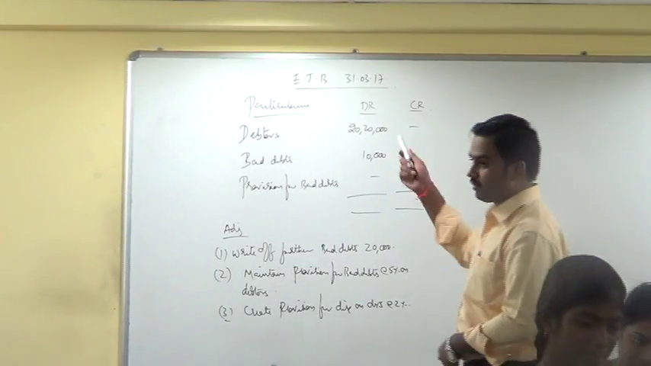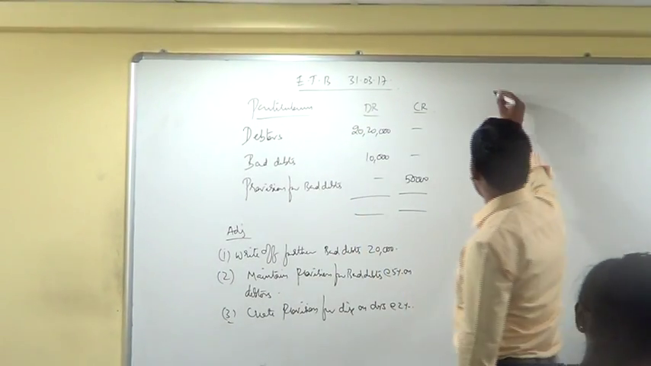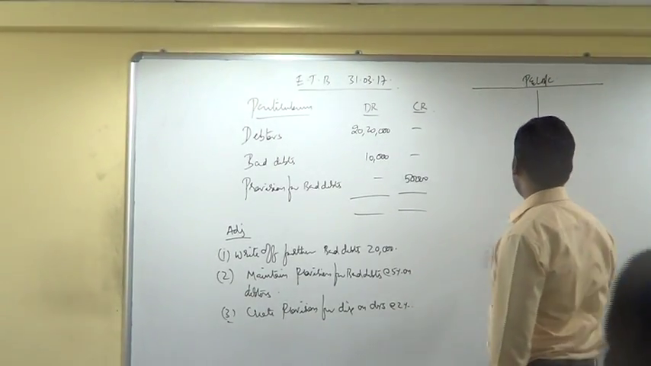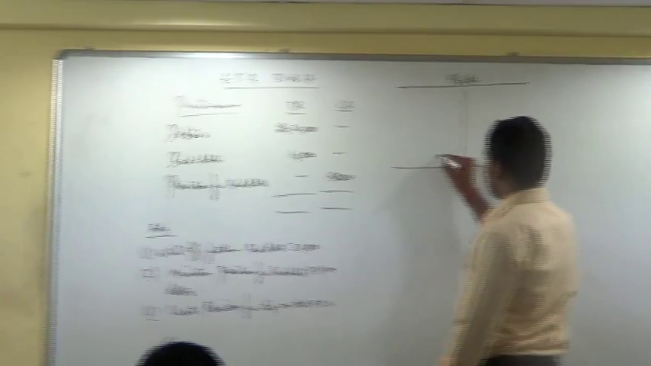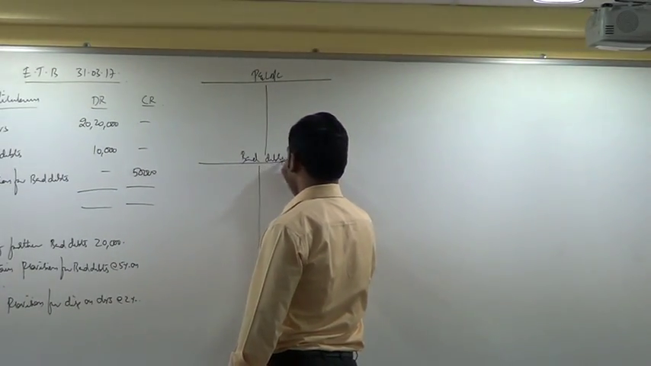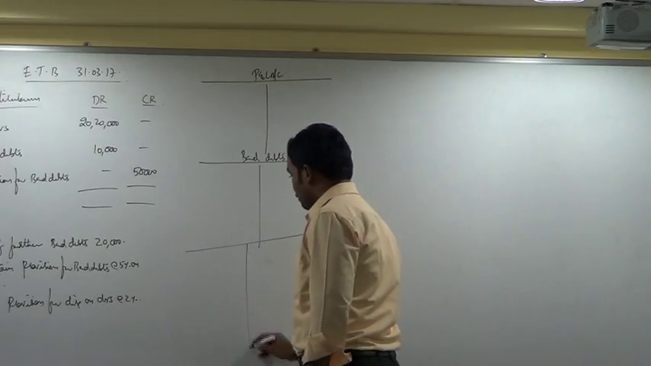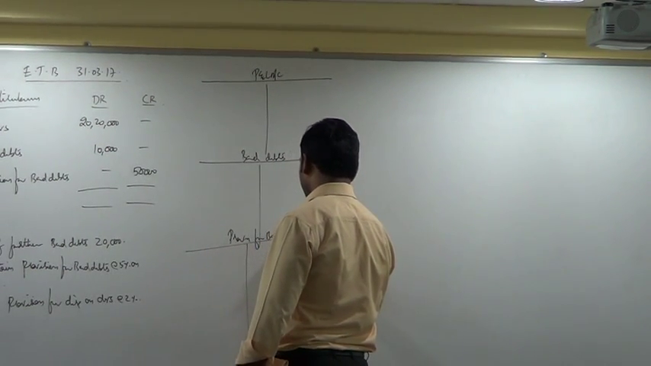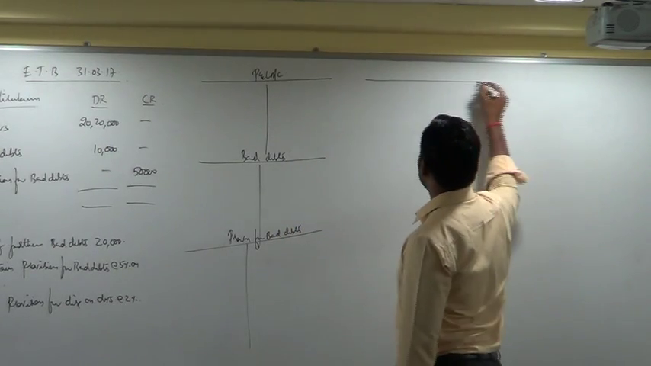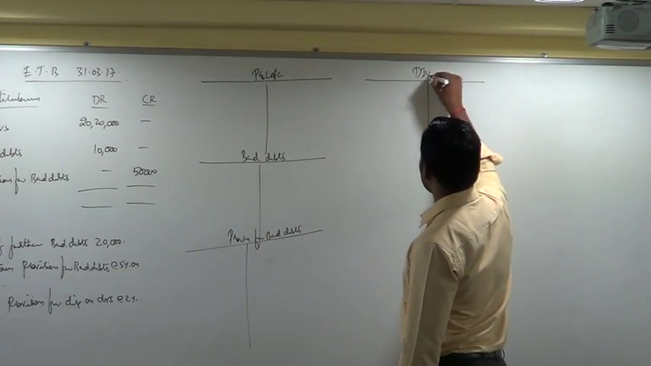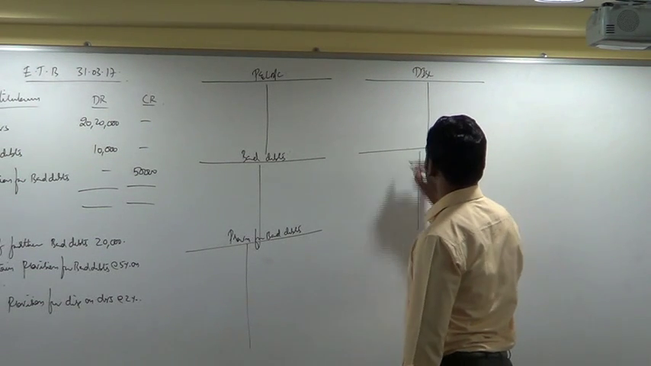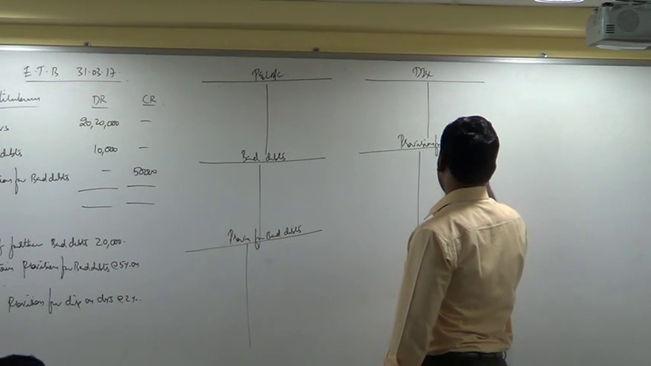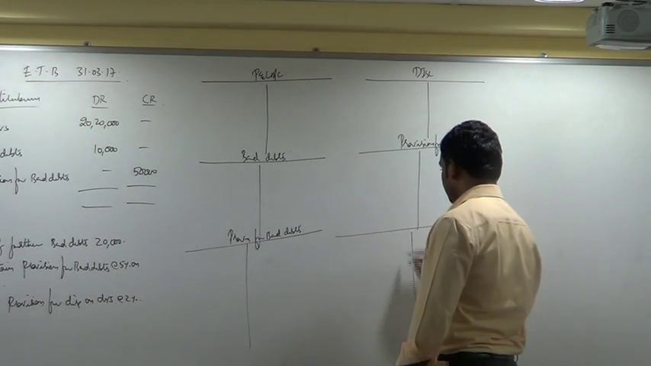So now we have to solve this problem. Open a small P&L account. Open a small bad debts account. Open a small provision for bad debts account. Open a small discount account. Provision for discount account. And then balance sheet.